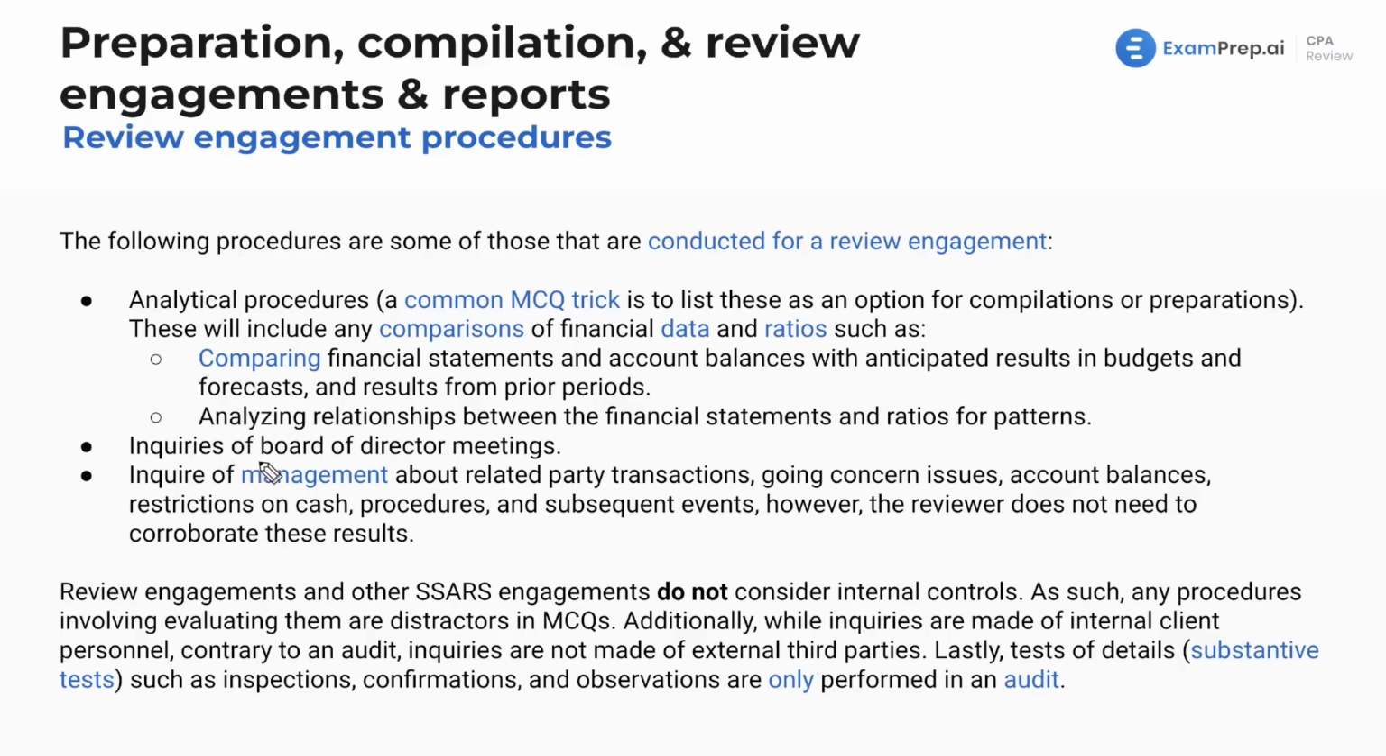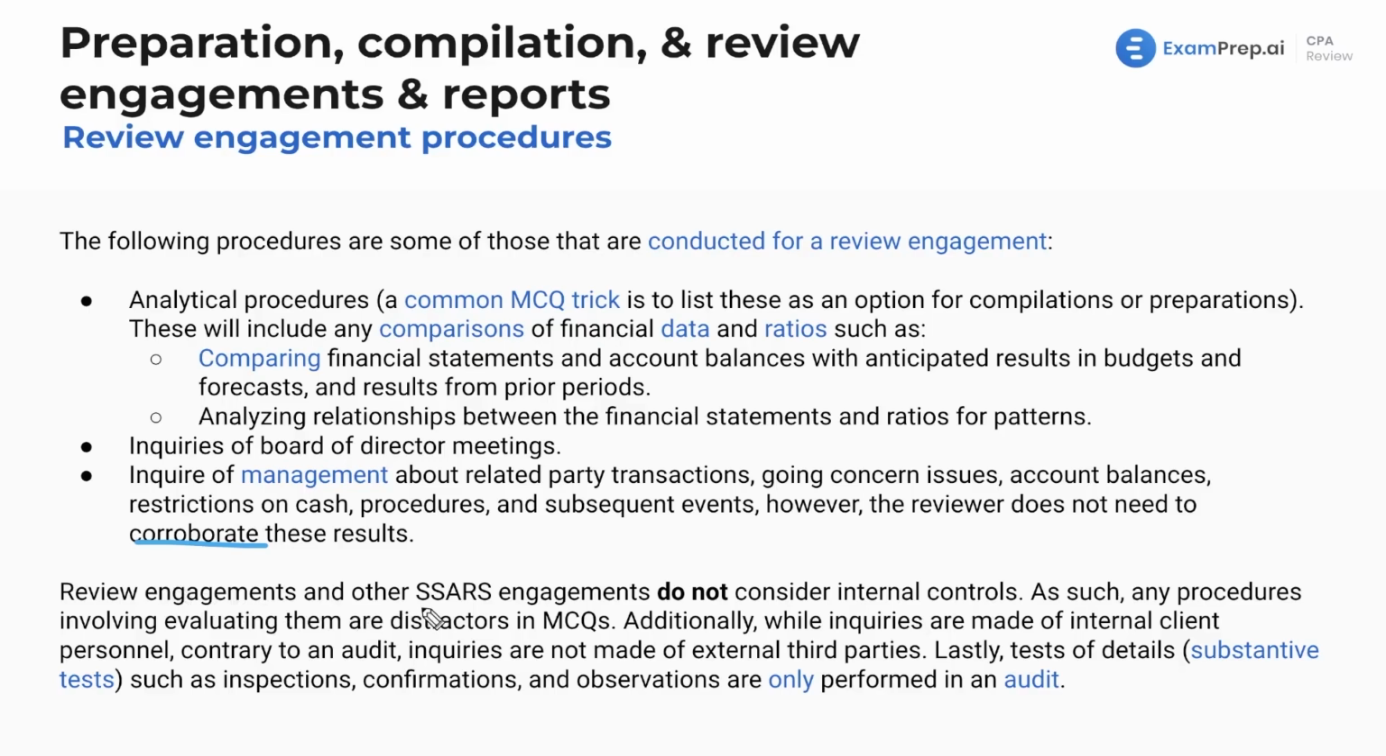You're going to ask questions of the board of directors and analyze the minutes of those meetings to see what they talked about and see if those items they talked about are reflected in the financial statements. And lastly here, you want to inquire of management about related party transactions, going concern issues, account balances, asking management to give the representation on all these points, restrictions on cash, procedures, subsequent events. However, the reviewer does not need to corroborate these results. As I've said, the process of corroboration is the process of communicating with third parties, of conducting substantive procedures.